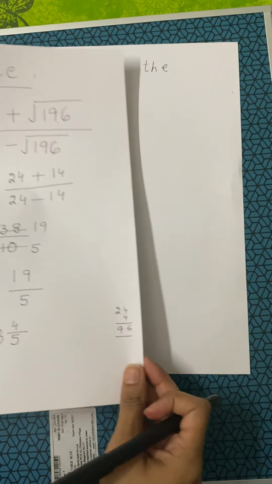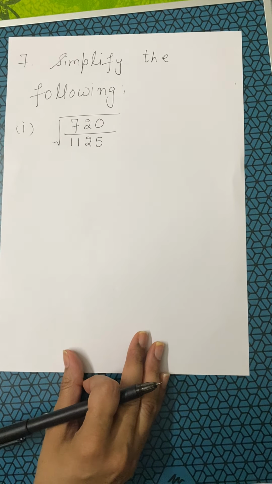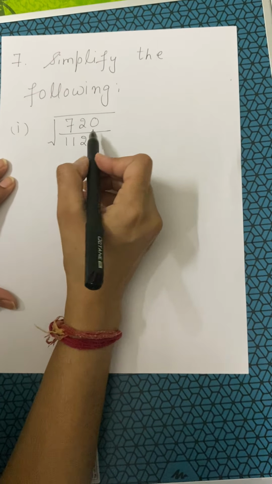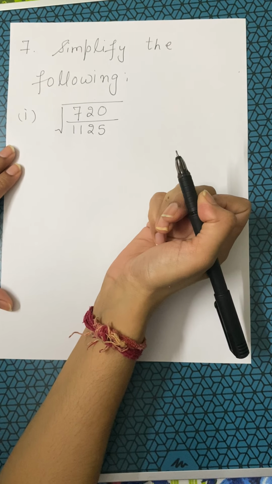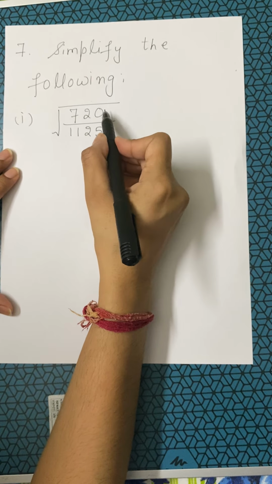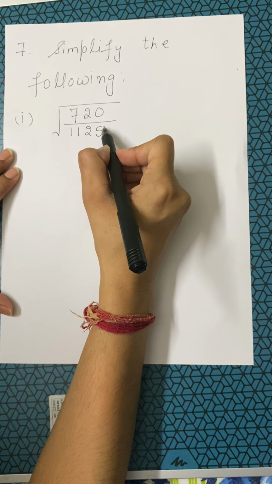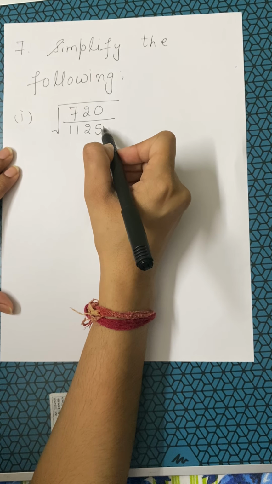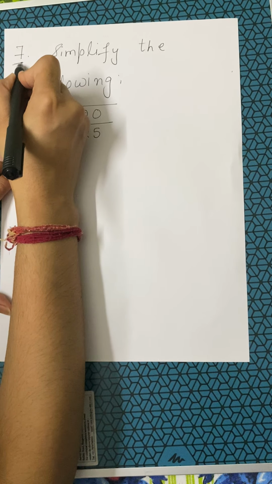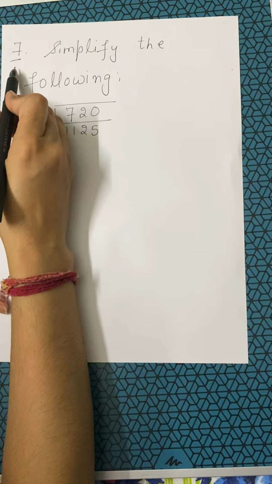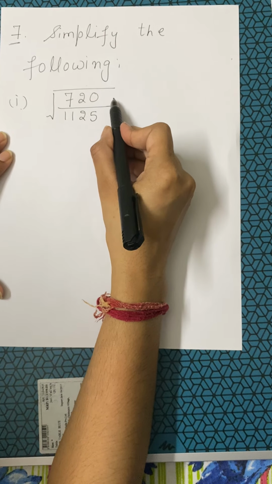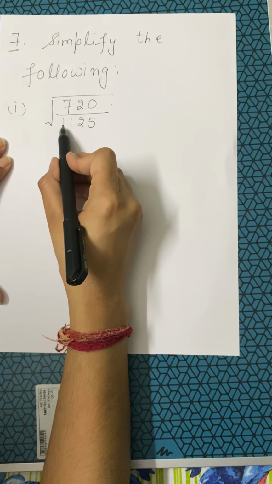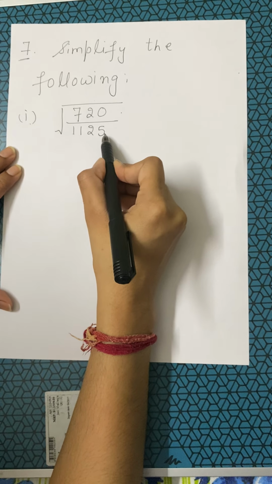Okay, now students, in some cases you may find the fraction which is given to you is not a perfect square. But when you see the fraction, you can easily make out that the digits can be cancelled out. So this is one of the types we will be discussing now. Question number 7. This is the first part. Now here 720 is not a perfect square. 1125 is also not a perfect square.